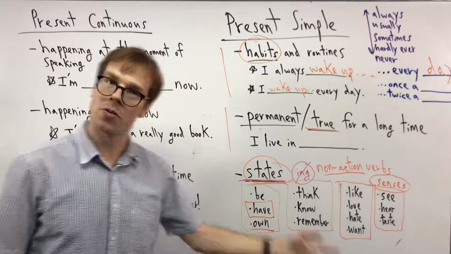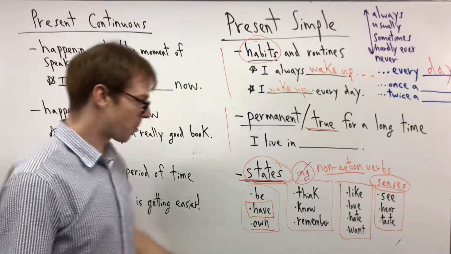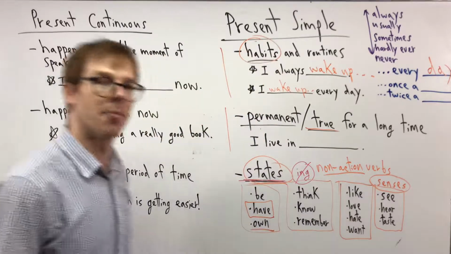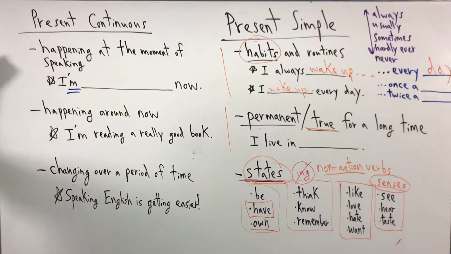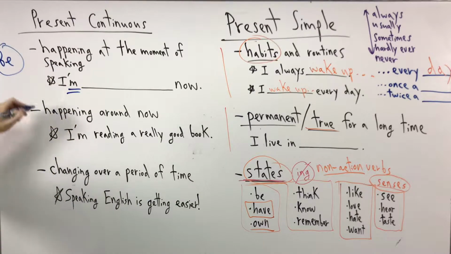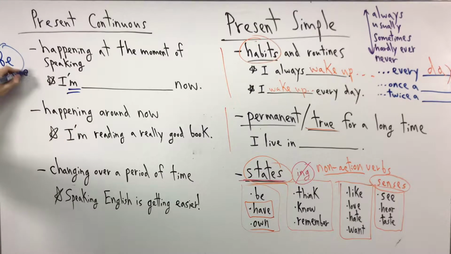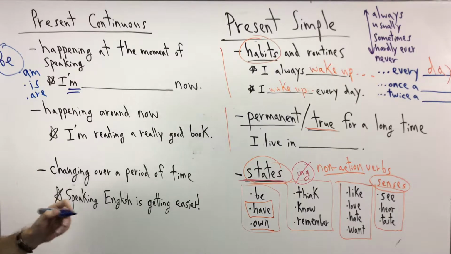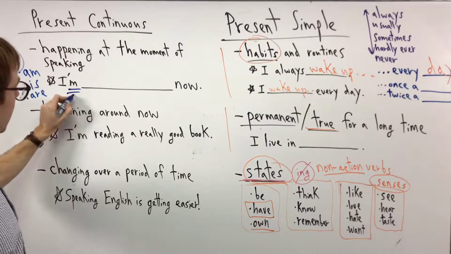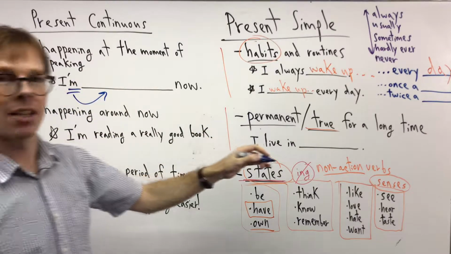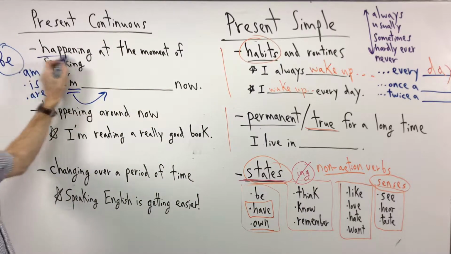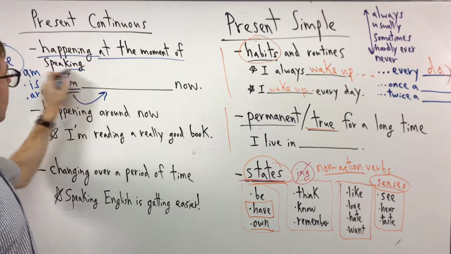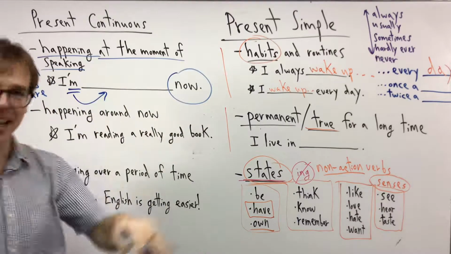If we move on over here, now we have our present continuous. We make present continuous with our be verb. Be verbs like am, is, are. We use those verbs to make this grammar. We do be plus an ing. Okay? And the reason we use the continuous is for something that's happening at the moment of speaking, or an easy way to say, happening right now.